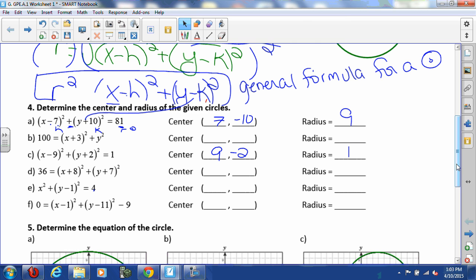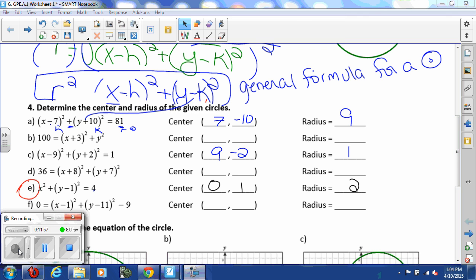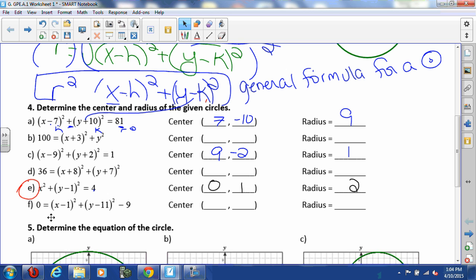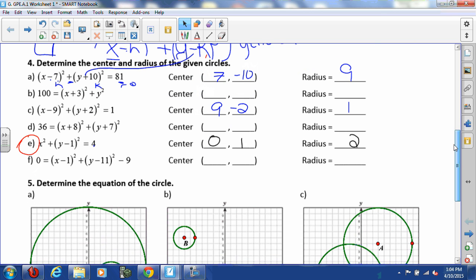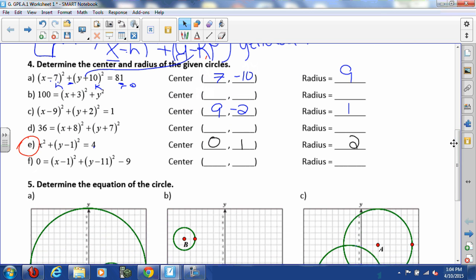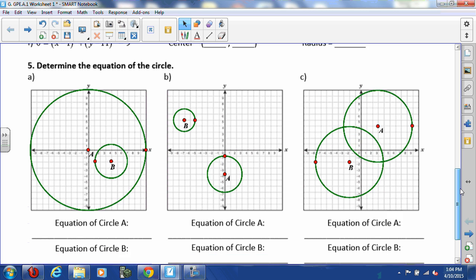Now, I'm going to do one more and then save the rest for homework. Let's do E. You write down the center, you write down the radius, and I'll check it. Although most of you have already gone through and done it, make sure you've done it correctly. Questions on those? So when you have just x squared, what's the center? With the x squared, what's the center point? And if you have y squared, what's the center point? 0, 0. All right.